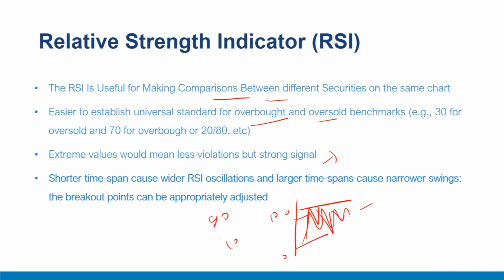Also, the choice of these overbought and oversold levels and violation would be determined by the time span as well. For example, if the time span is too short, like a few days, then it may cause wider RSI oscillations, while as compared to that, a larger time span would cause narrower swings, and the breakout points can be adjusted depending upon whether the time span is larger or smaller.